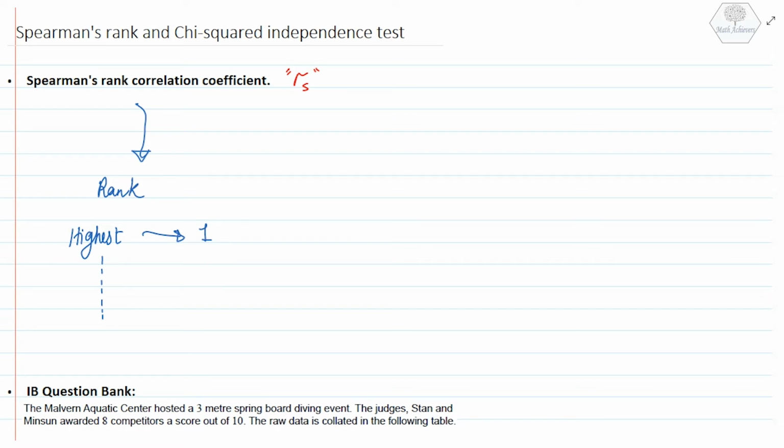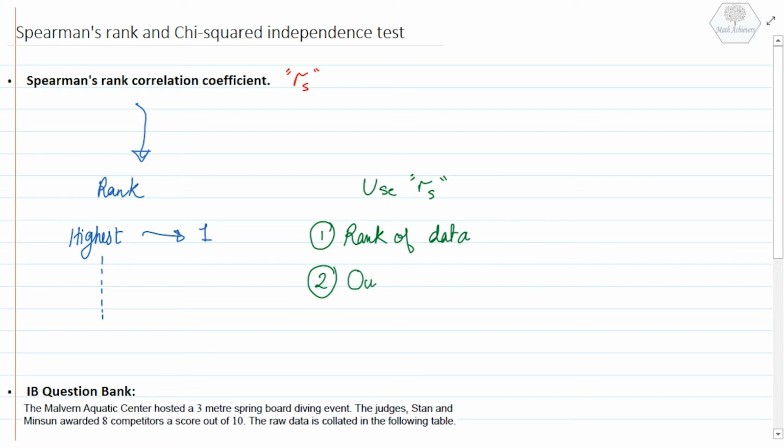So now, why do we use Spearman's rank? We use Spearman's rank correlation coefficient when the rank of data is given and when there are outliers, because the Spearman's rank is not affected by outliers in data.